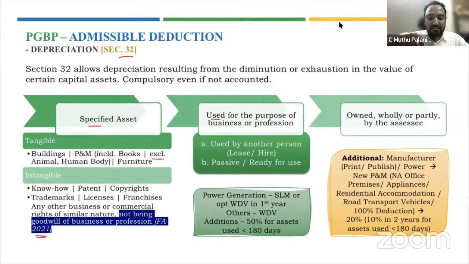Now we say such asset must be used for the purpose of business. When you say used, should I use it for my own purposes? Yes. But if my business is in the business of leasing or hiring, what will I do? I'll buy 100 cars. I will give it on rental. So now who's using the car? Not me, someone else. But it's still my business. What is my business? Leasing or hiring. So in case of leasing or hiring, it is eligible.